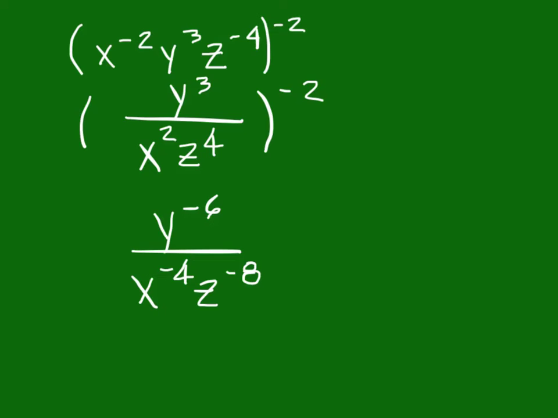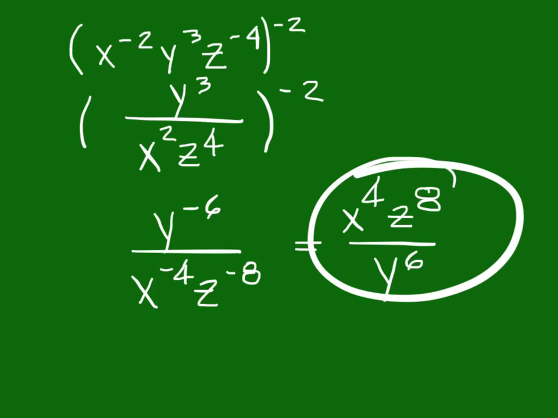Because anytime you have negative exponents, you have to simplify. So that y to the negative sixth goes to the bottom, becomes positive, and then the bottom goes to the top and becomes positive. This would be your final answer.